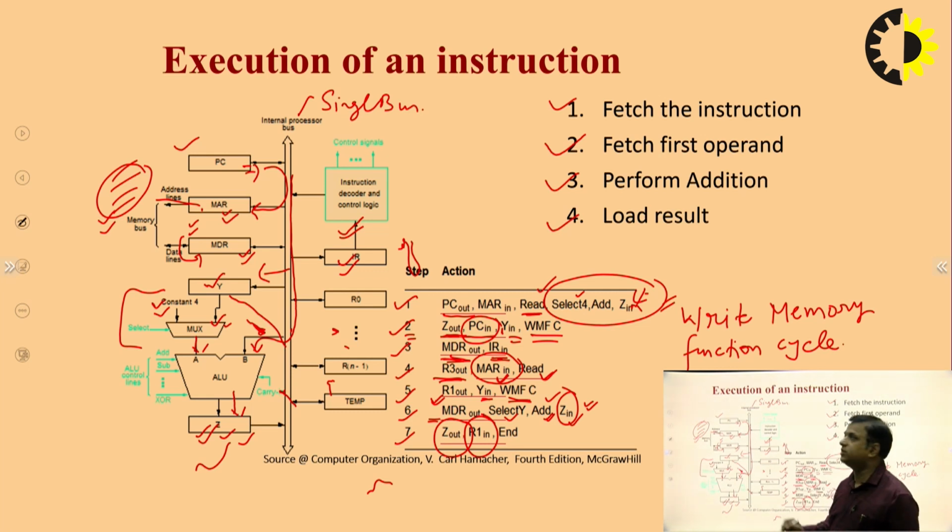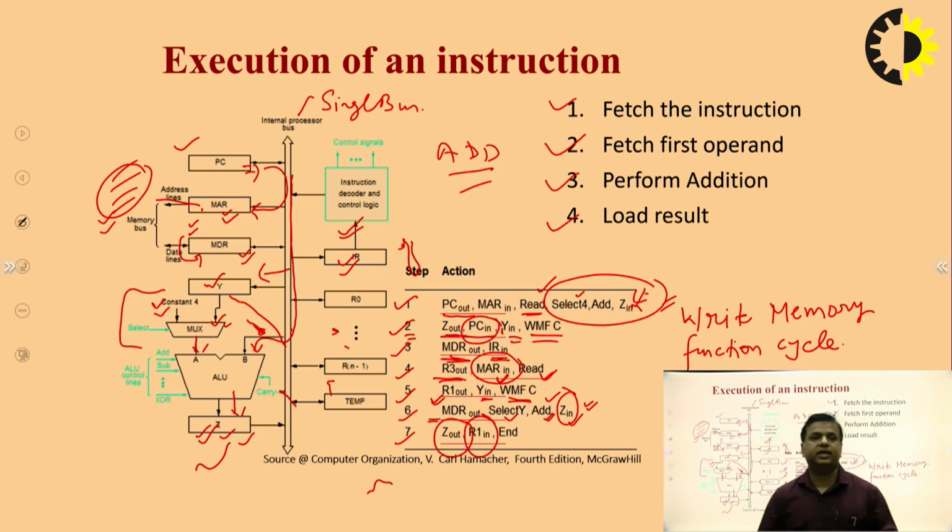So in this way, these are the sequence of micro instructions. Just to perform an add operation, we have to follow a number of micro instructions. So this is a cycle for the execution of an instruction, which performs a number of micro instructions.